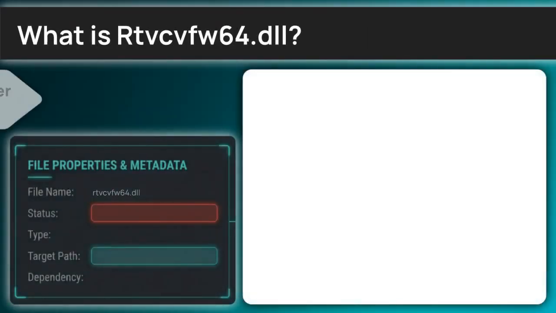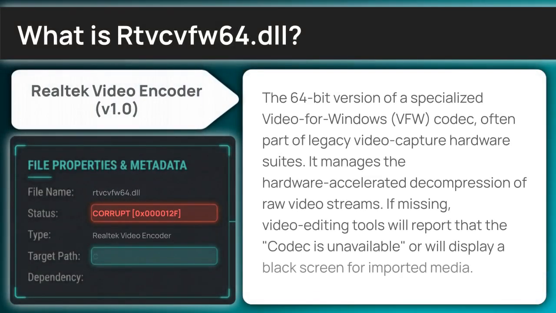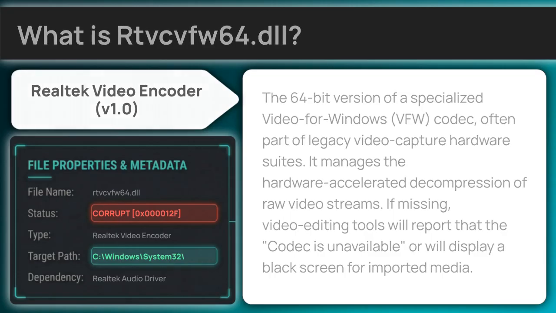This is the rtvcvfw64, the 64-bit version of a specialized Video for Windows VFW codec, often part of legacy video capture hardware suites. It manages the hardware-accelerated decompression of raw video streams. If missing, video editing tools will report that the codec is unavailable or will display a black screen for imported media. Now let's dive into the solution, starting with a standard reinstallation.